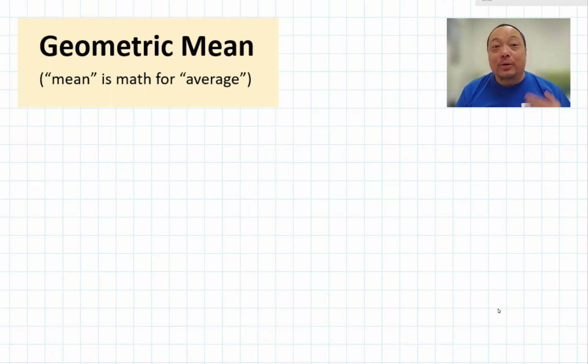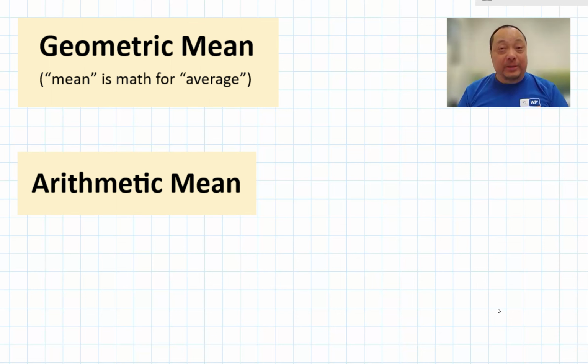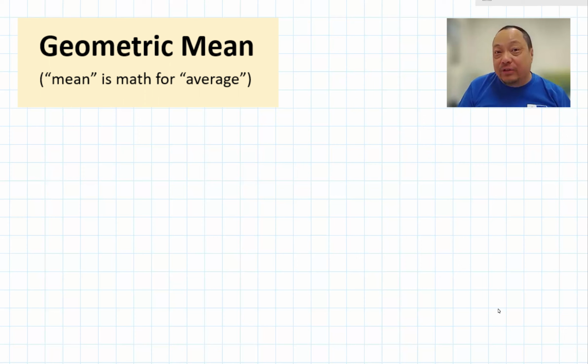Hi, in this video, I want to introduce a new kind of average called the geometric mean. The word mean actually just means average. The usual average that we've always known and loved has a technical name. It's called the arithmetic mean. But it's not the only kind of average out there. There are other averages such as the geometric mean and the harmonic mean. And in this video, I'll tell you about the geometric mean.